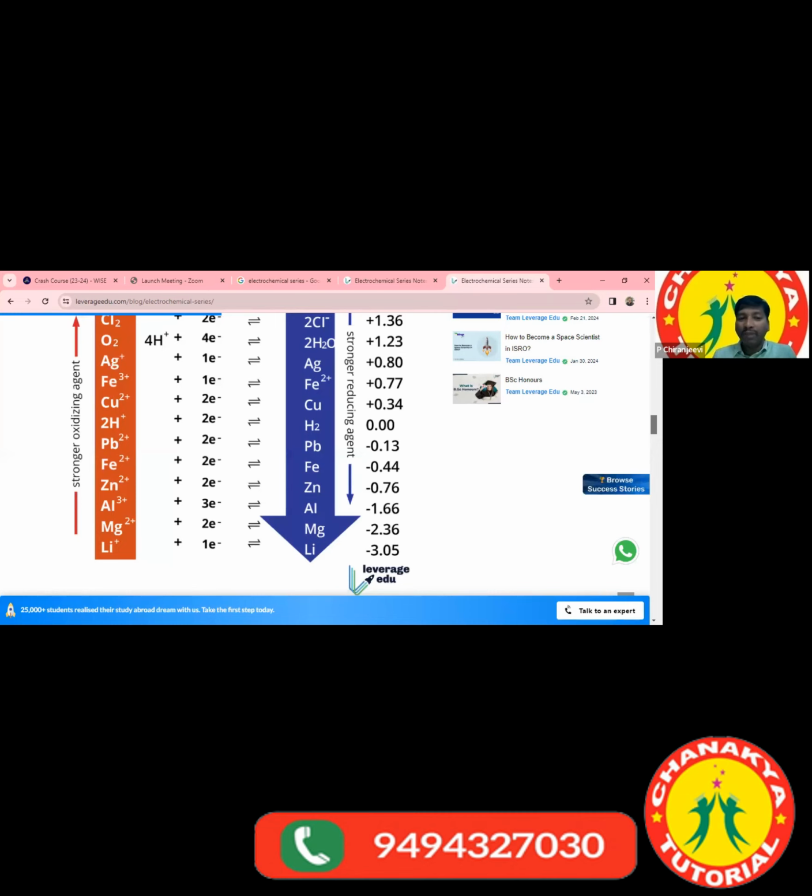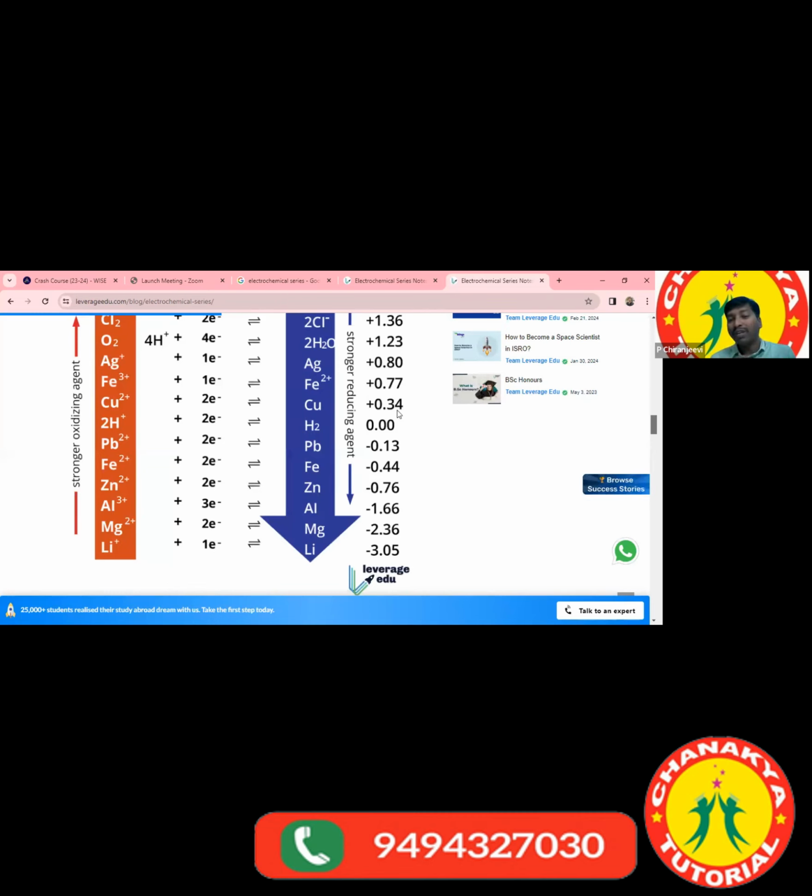Sir, how do you say that zinc metal is highly reactive? Check my tabular column. What is the reduction potential value they have given for zinc? -0.76. And what is the reduction potential value they have given for copper? +0.34. What is the statement I told? The element which has a highly negative reduction potential value is highly reactive.